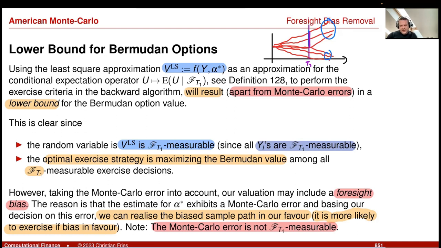Because there is the Monte Carlo error, you can always estimate the Monte Carlo error, but this backward algorithm will make the error maybe larger, because you can cash in the Monte Carlo error whenever you see the error. So errors are not canceling. Bias up, bias low, it's not canceling. The exercise strategy will try to filter this out. That said, you can remove this foresight bias.